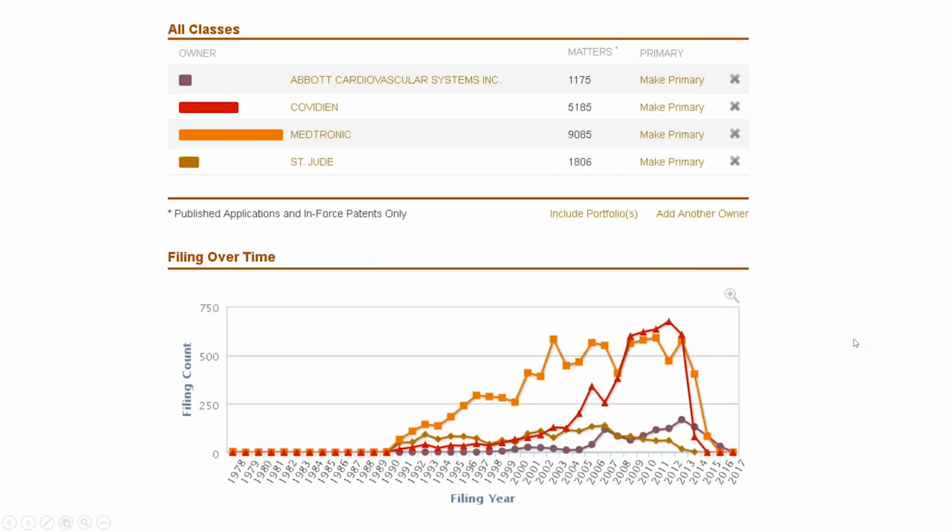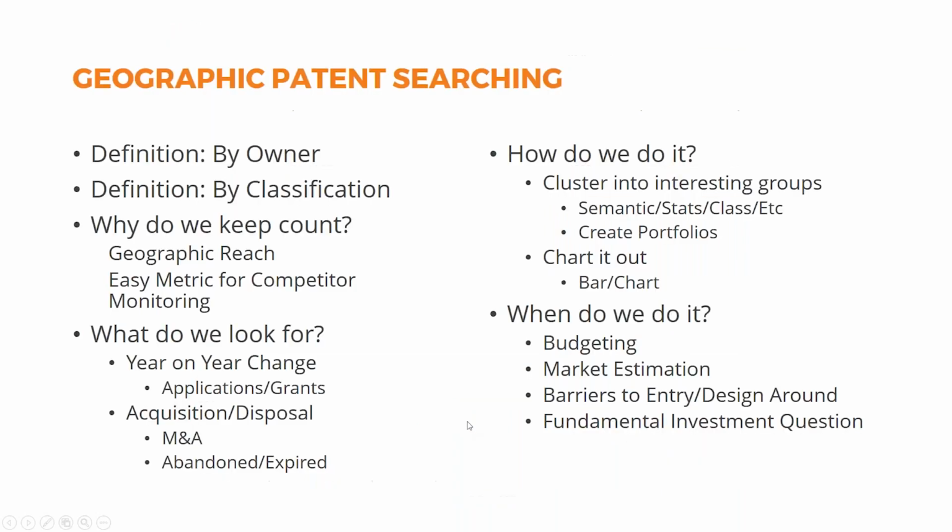Jumping on to geographic patent searching. Geographic patent searching is another fairly baseline, fairly common thing that we do. Geographic patent searching by owner is: what countries is your patent owner filing in, how many are they filing, how far do the families go, and which technologies are being filed internationally.